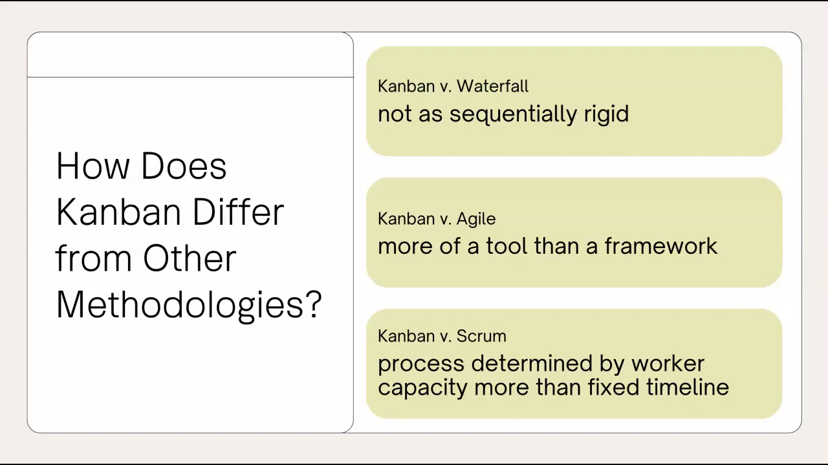And then Kanban versus Agile. Kanban is a subset of Agile, so they are very similar. But the main difference is that Kanban is more of a tool for visualization than a complete holistic framework.